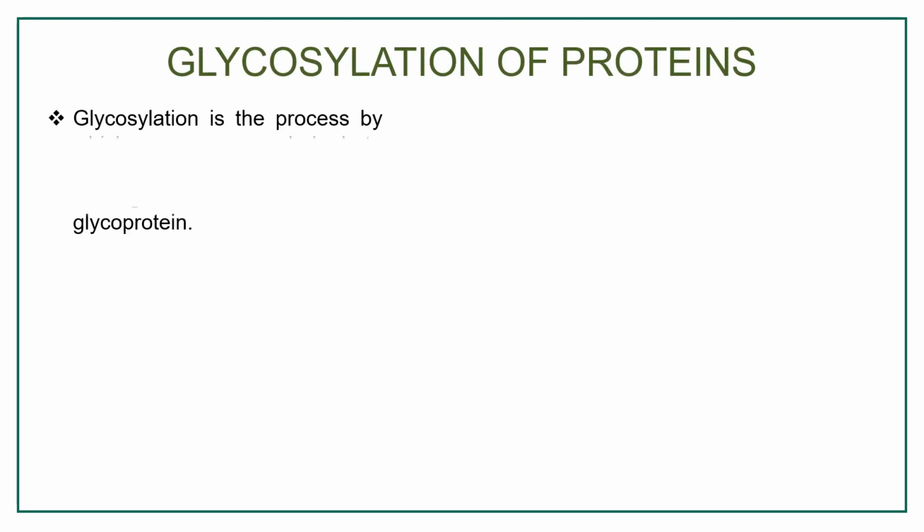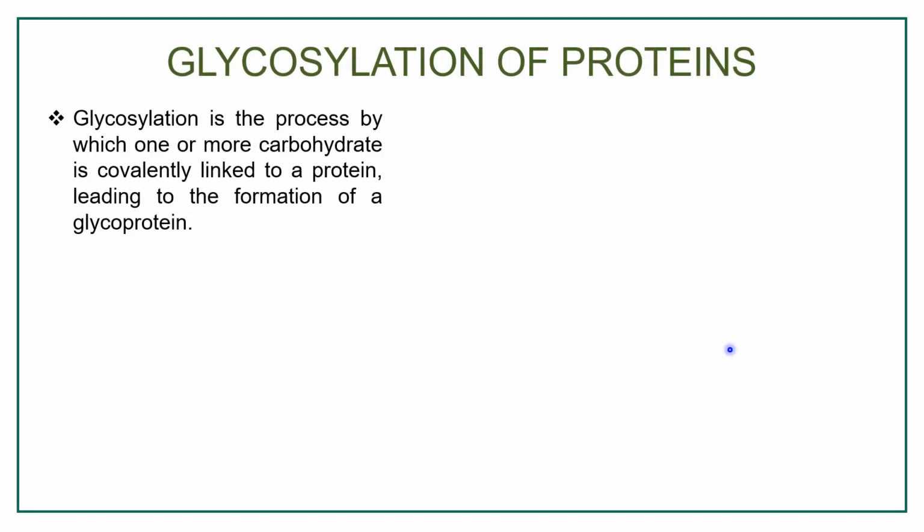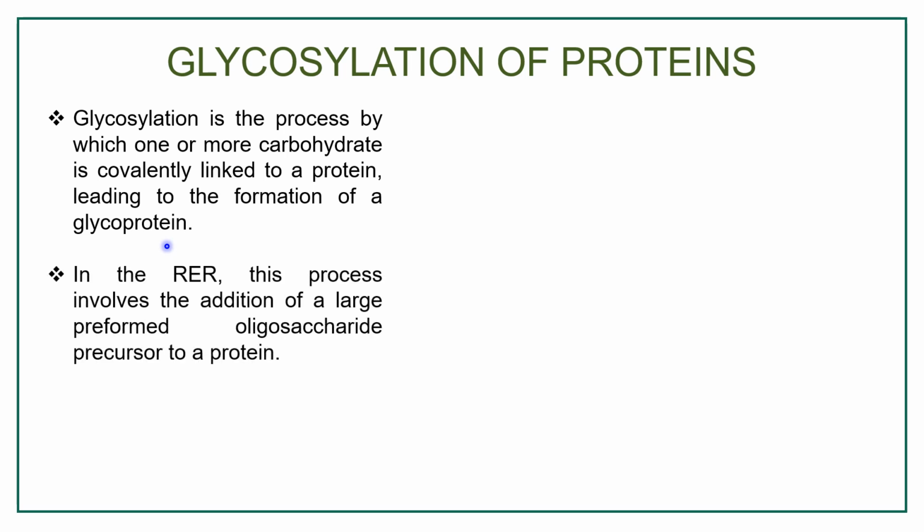Now comes the question, what happens to a protein after it enters the ER lumen? After the protein enters the ER lumen, certain modification events take place. One of the major events is glycosylation. Glycosylation in simple terms is the addition of one or more carbohydrates to a protein, resulting in the formation of a glycoprotein. A preformed N-linked oligosaccharide precursor is added to the protein in the endoplasmic reticulum.